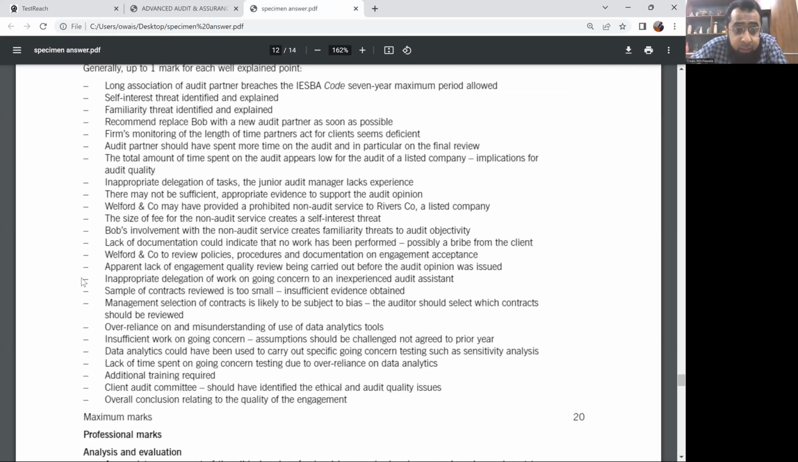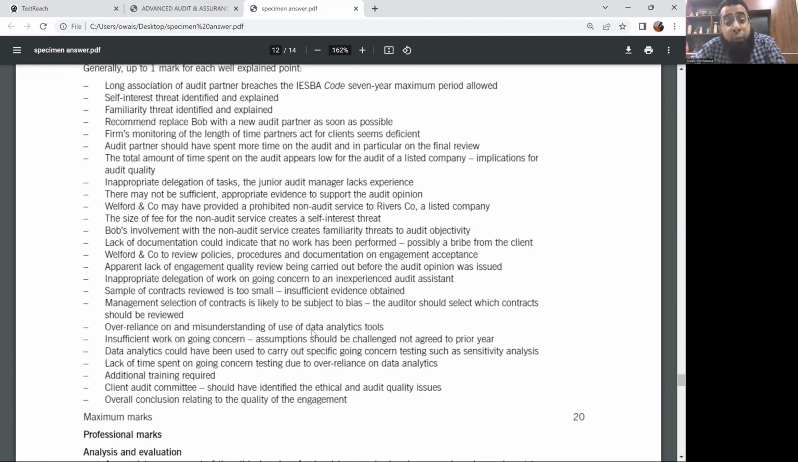Okay. So if you look at the marking scheme relating to going concern, yes, it starts from here. Inappropriate delegation of work on going concern to an inexperienced audit assistant. Sample of contracts reviewed was too small, insufficient evidence. Management selection of contracts is likely to be biased. Management shouldn't be taking samples. Auditors should select the contracts.